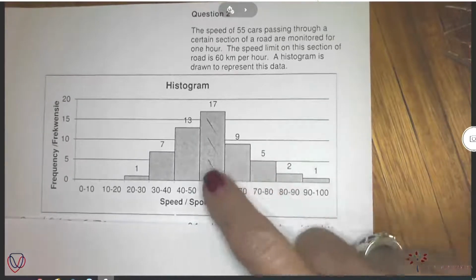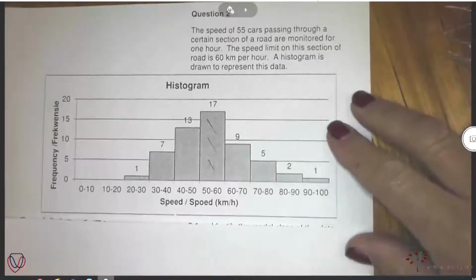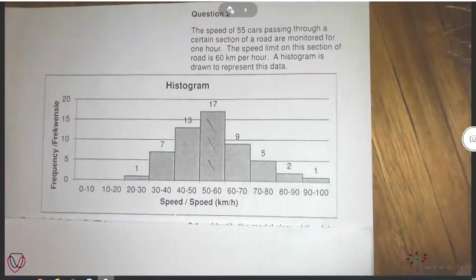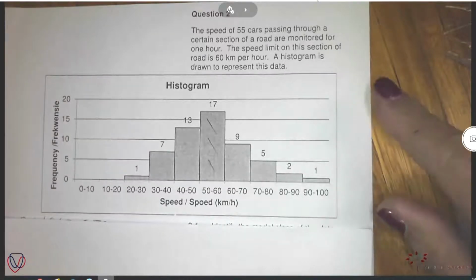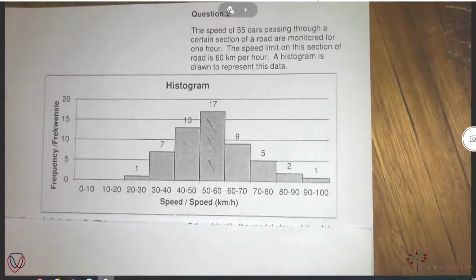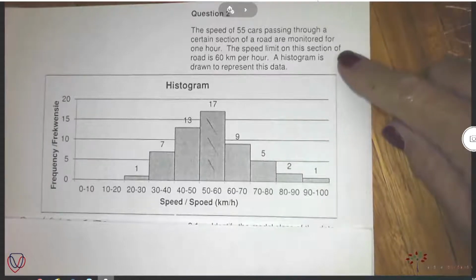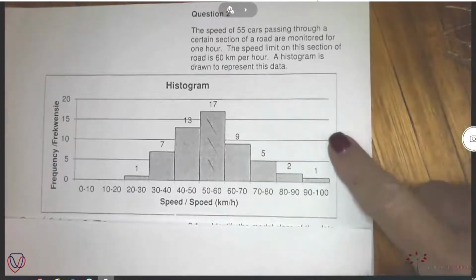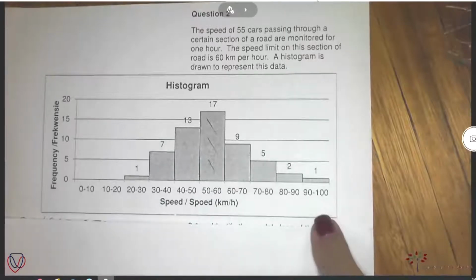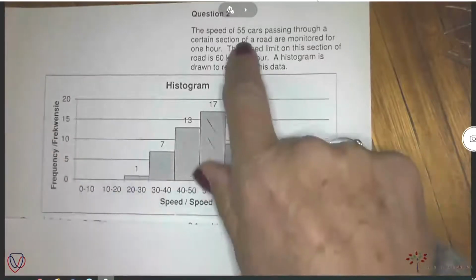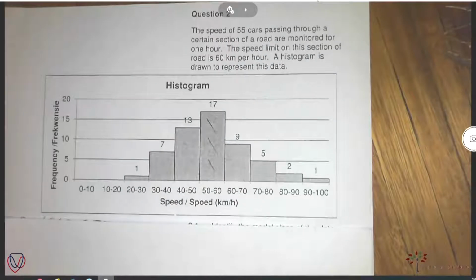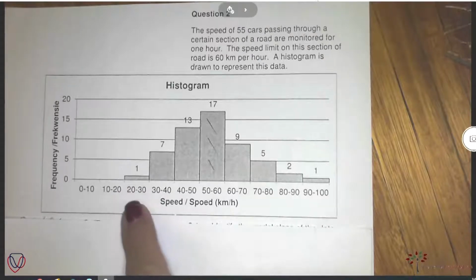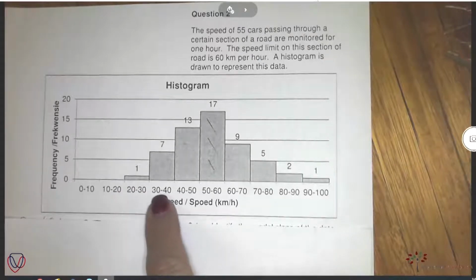The histogram. The speed of 55 cars passing through a certain section of a road are monitored for 1 hour. The speed limit on this section of the road is 60 kilometers per hour. A histogram is drawn to represent the data. This is the speed, and this is how many people from the 55 cars, what speed they drove. Let's see. Only one drove between 20 and 30. 7 drove between 30 and 40.